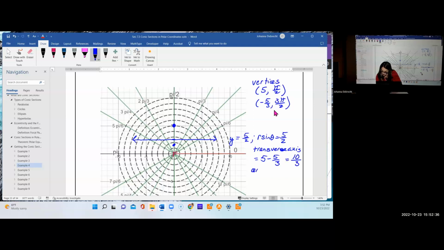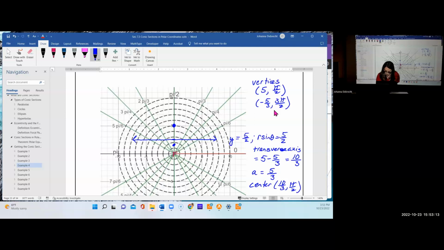So the value of A, from the center to one vertex, is going to be half of that, which is going to be 5 thirds. So if I go from 5 thirds up 5 thirds, that's going to be at 10 thirds. So the center is going to be at 10 thirds, pi over 2, right? Or you could write it as (0, 10 thirds) in the rectangular system. 10 thirds is going to be 3 and a third.